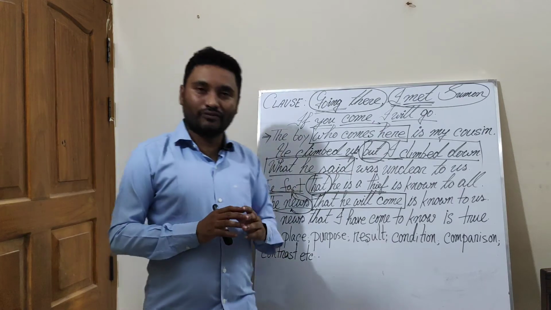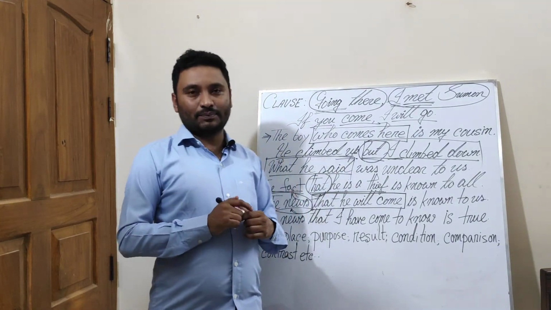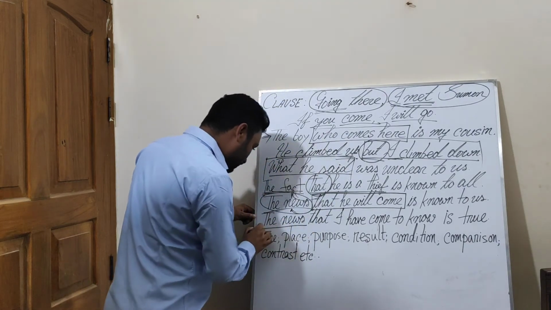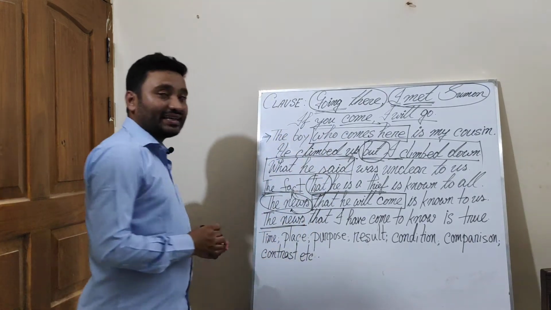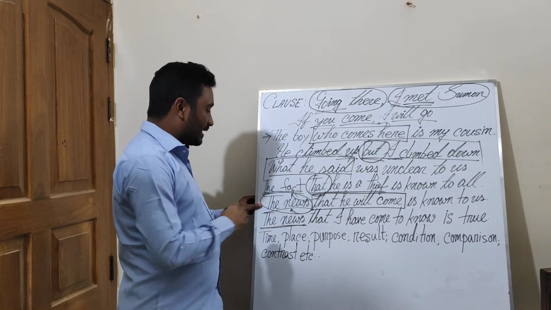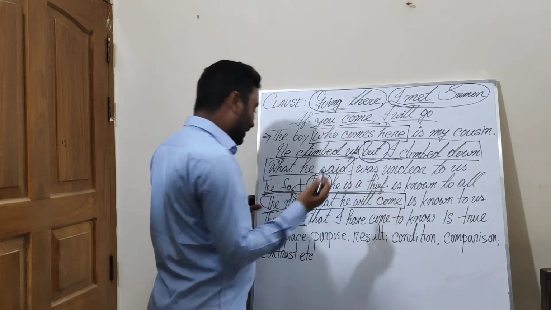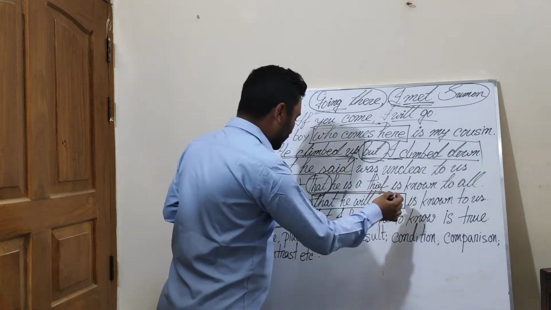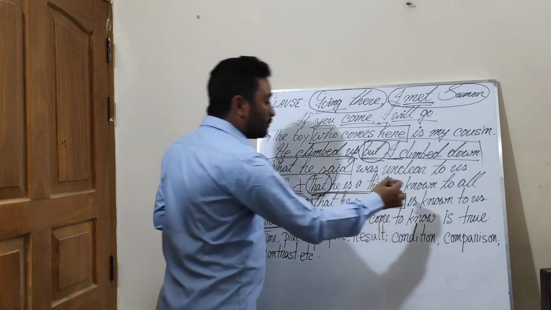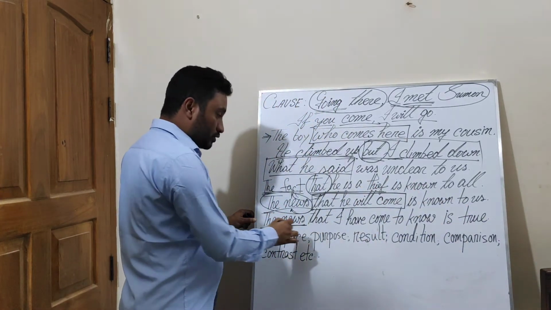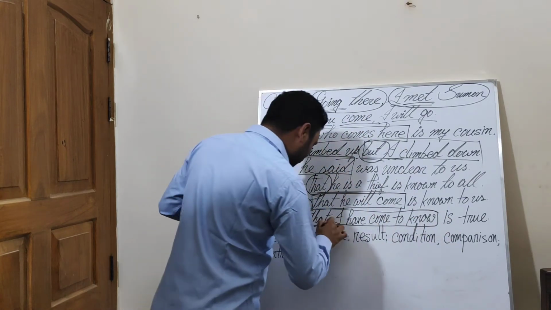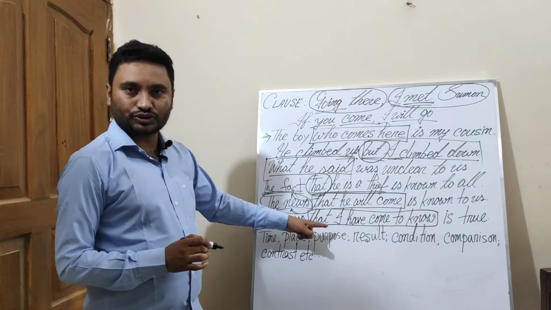Okay, so we have come to know about noun clause. What is an adjective clause? The clause that modifies the noun or a pronoun is called an adjective clause. In the previous sentence, the sentence was the news that he will come. So what is the news? The news is that he will come. But in the next sentence, I have written the news that I have come to know is true. What is the news? So this clause is not saying what the news is.